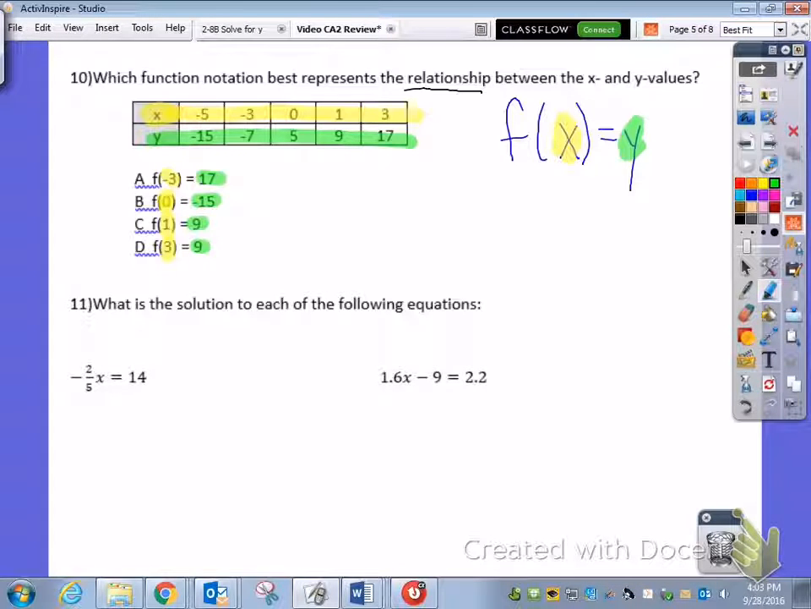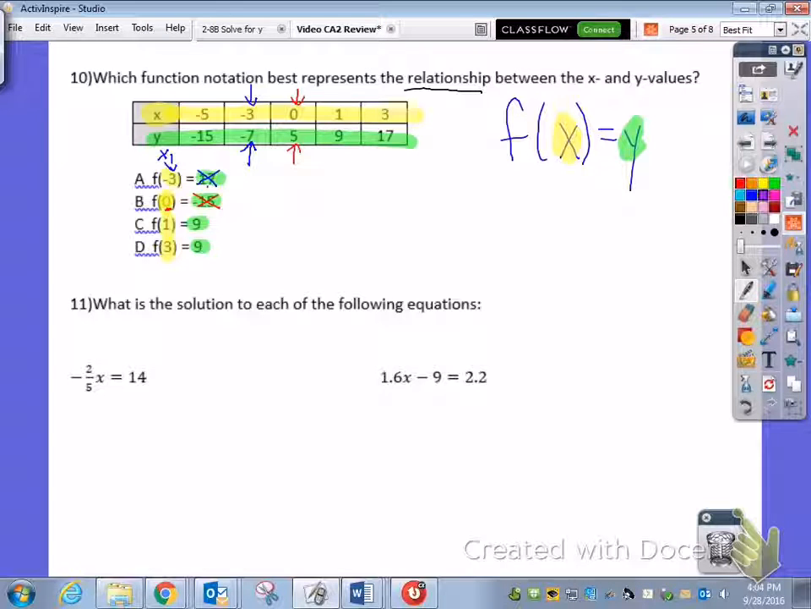So I want to see if these match. So this is f of -3. So I'm going to look at x. X of -3 right here. It should go with -7. Is that -7? No. So that doesn't work. Okay. The next one, it says f of 0. Okay, so I go to the 0. It should go with 5. Nope, that's not a 5.